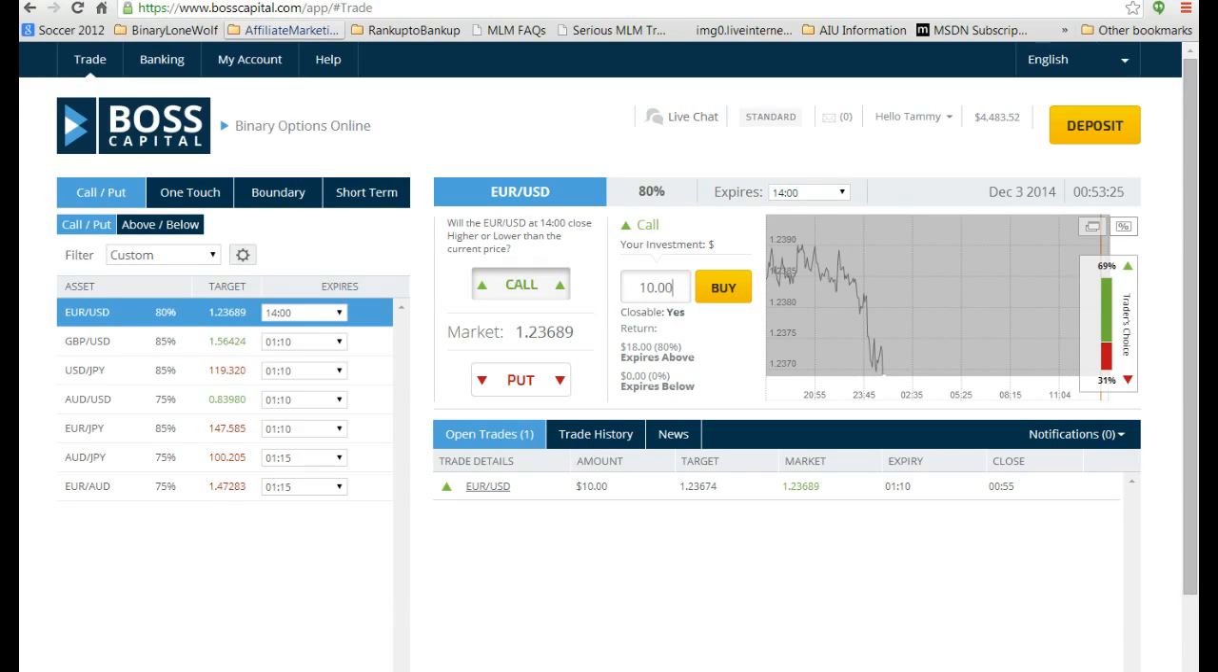And here is the difference between Boss Capital and Nadex. Boss Capital, and I'm going to click this just to illustrate it.